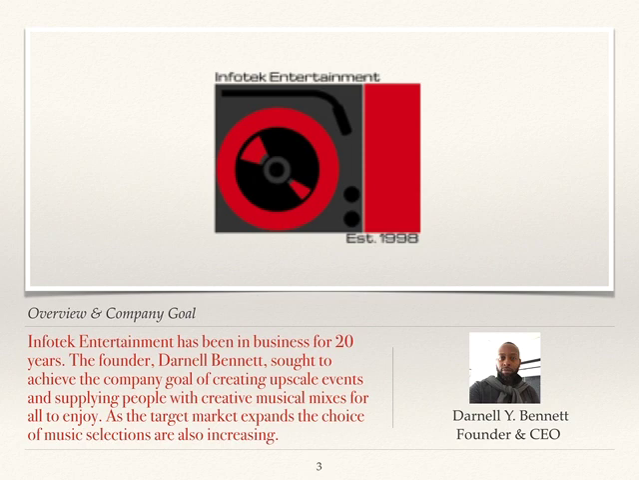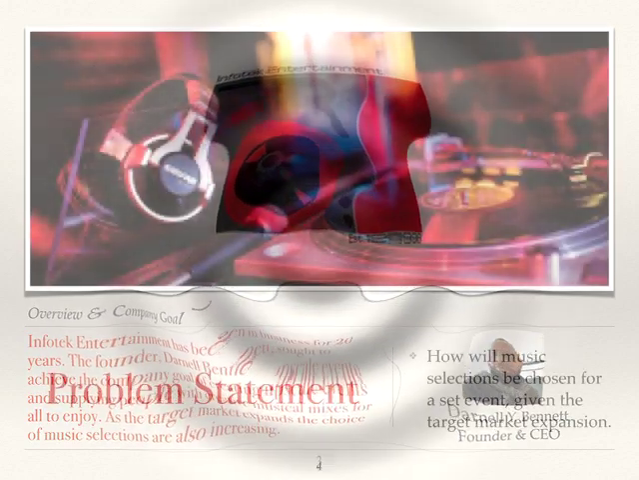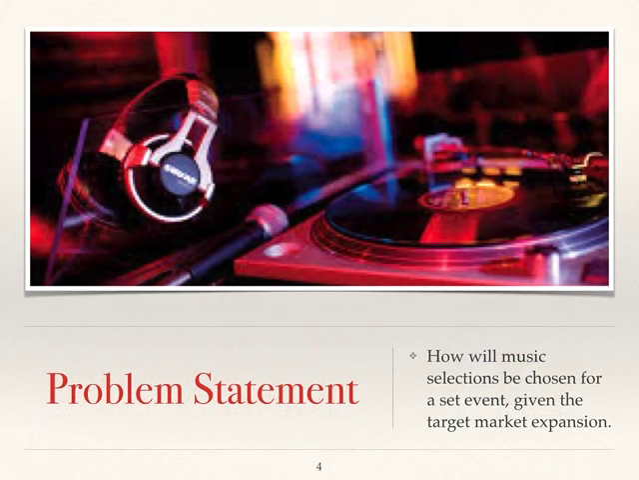Having served in schools for predominantly Asian and Latin markets, Darnell decided to expand his music selections and mixes to reach the international markets. But he found that his decision to expand his market led to the increase in music selections, which leads us right to our problem statement. How will music selections be chosen for a set event, given the target market expansion?